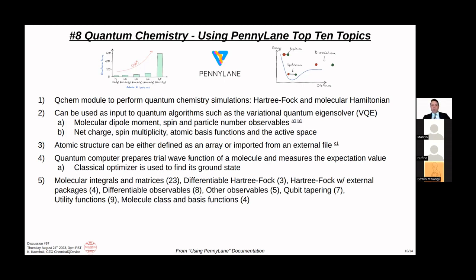So the quantum computer prepares the trial wave function of a molecule and measures the expectation value, meaning the answer, but the classical optimizer is used to find its ground state. And you'll see a lot of this, the quantum and classical, like just-in-time compilation, like I talked about before. And then there's Hartree-Fock, which does both classical and quantum. So you have all of these tools to work with: integrals and matrices, Hartree-Fock, external packages, molecular class and bases. Are there any questions regarding quantum chemistry?